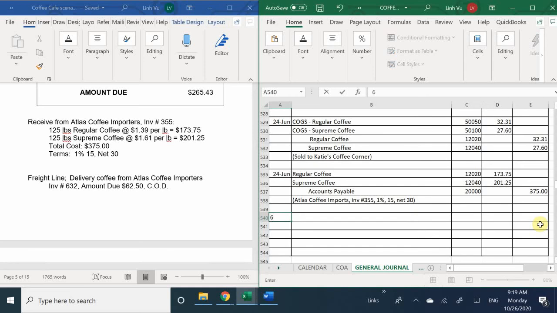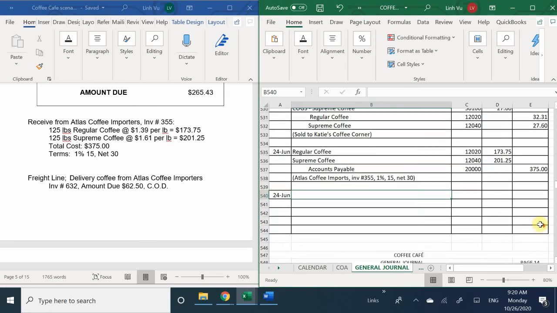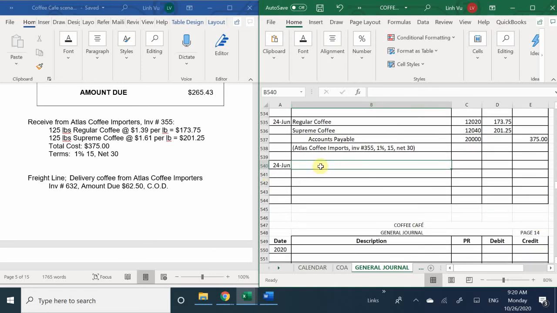All right, so now what has happened next? The freight line, cost of delivery of coffee from Atlas Coffee. On the journal, debit regular coffee for the amount of 31.25. Correct me, because I divided it into two. Yeah, that's right. And then the same on the Supreme coffee. Since it's a cost, the charge on delivery, it will be credit checking for the amount of 62.50.